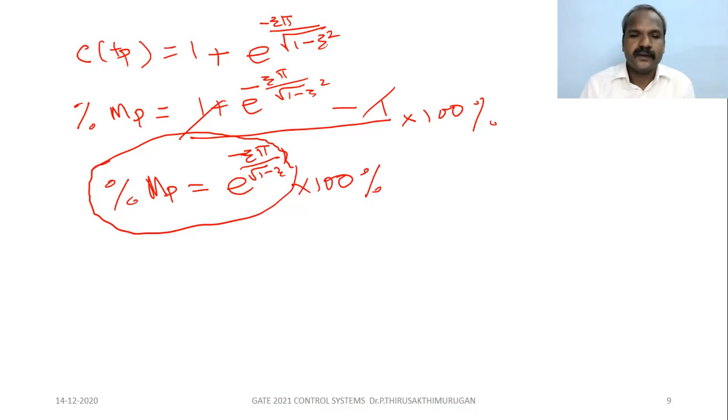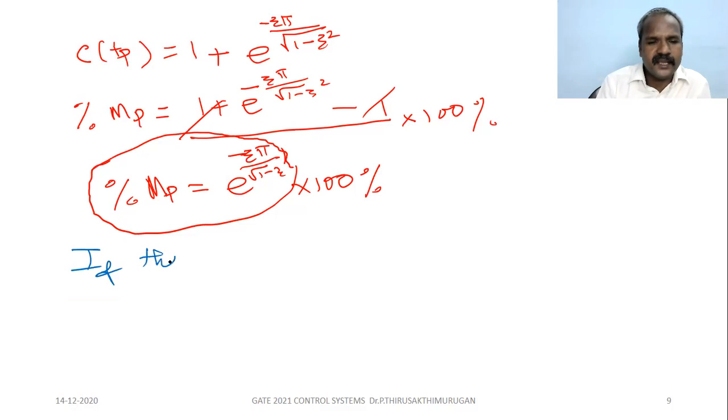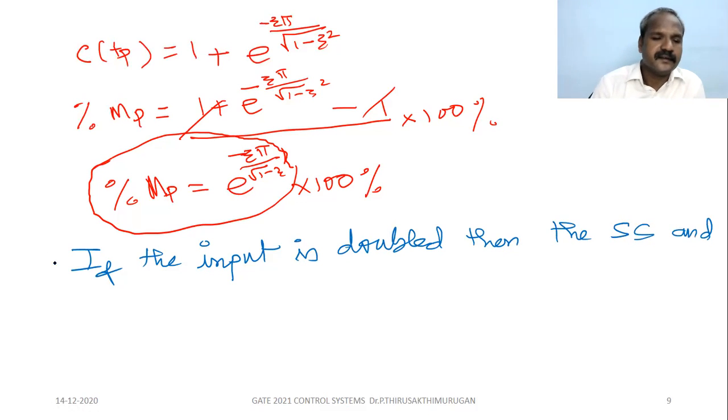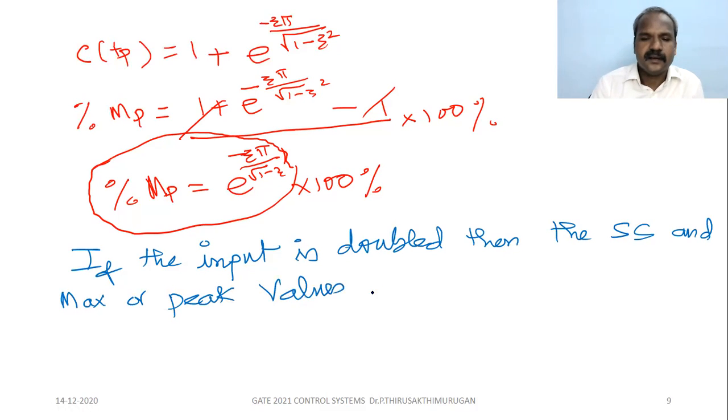The important point is, if the input is doubled, then the steady state and the peak values, the maximum or peak values, are also doubled.